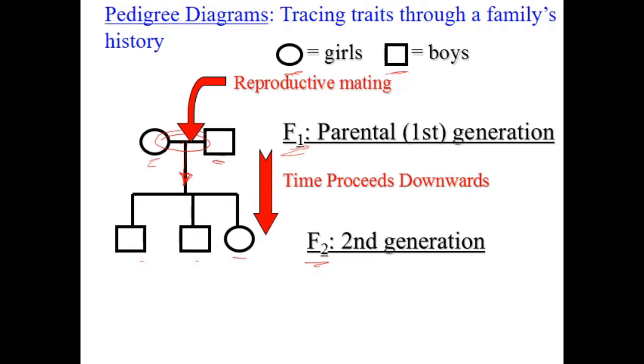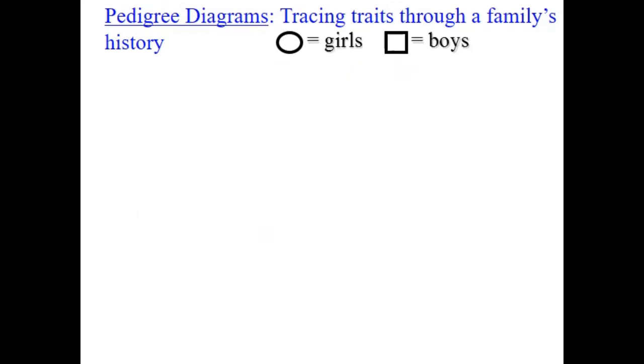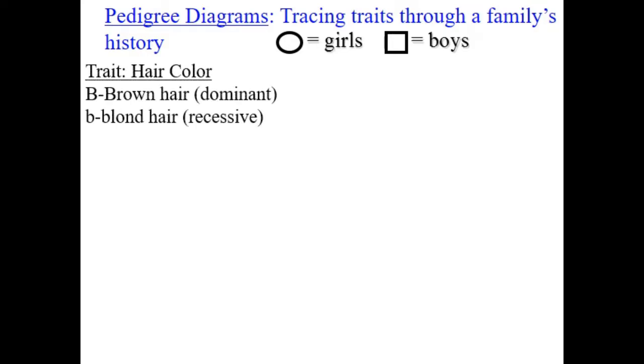Time proceeds downward, so you always start going down in time. In other words, if you go high up, you're going backwards in time. If you go down towards the bottom of the page, you're going more towards the current time. So again, circles are girls, squares are boys.